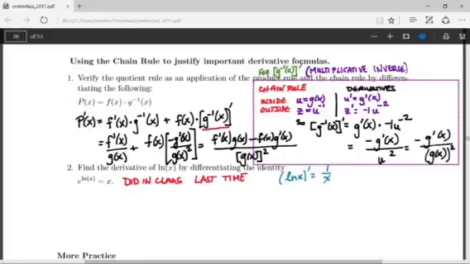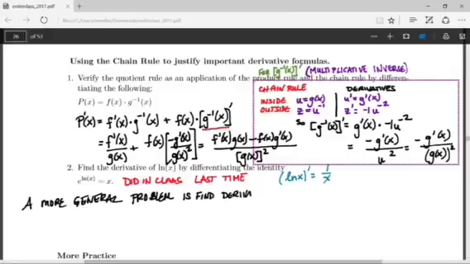But let's take it a step further. What's special here is that e to the x and natural log of x are inverse functions. We can do this same type of differentiation with any set of inverse functions. What are inverse functions, you might ask? Well, that's any function that undoes the other function.